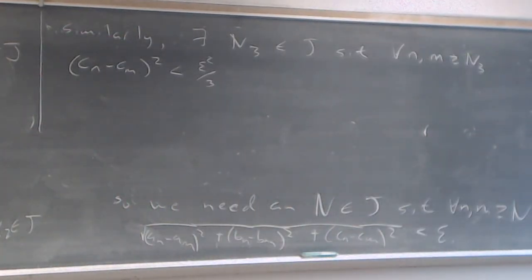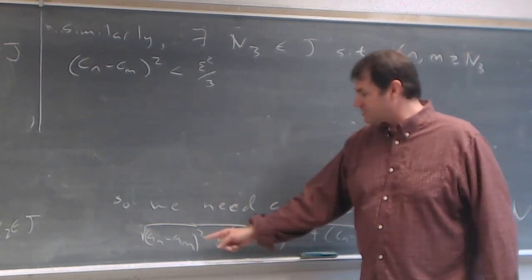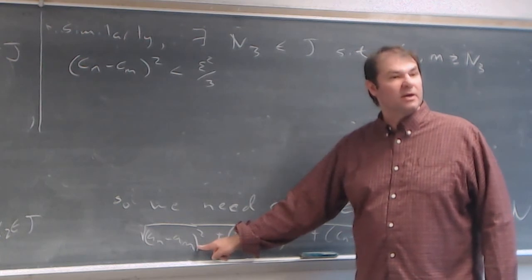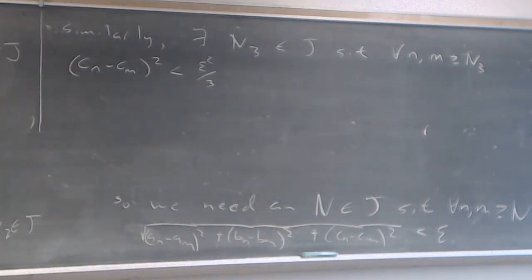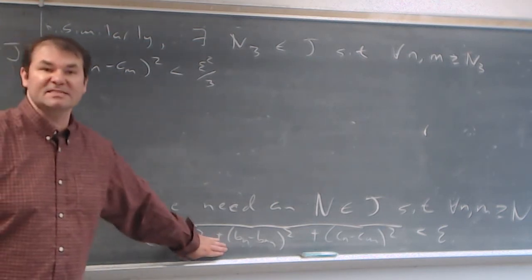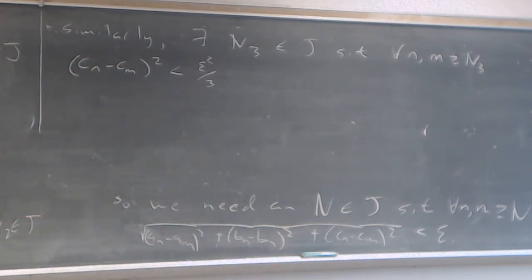Okay. Now, here's what I'm thinking, Evan. You asked me a question. Look, I'm thinking, oh my gosh, for this guy I can replace it with something bigger. What's bigger than a sub n minus a sub m squared? Epsilon squared over 3. So I'm going to replace this guy with epsilon squared over 3. I'm going to replace this guy by epsilon squared over 3. I'm going to replace this guy by epsilon squared over 3. When you've got epsilon squared over 3 added together 3 times, what do you get? Epsilon squared. And that's it. Is that okay? But there's one more problem.